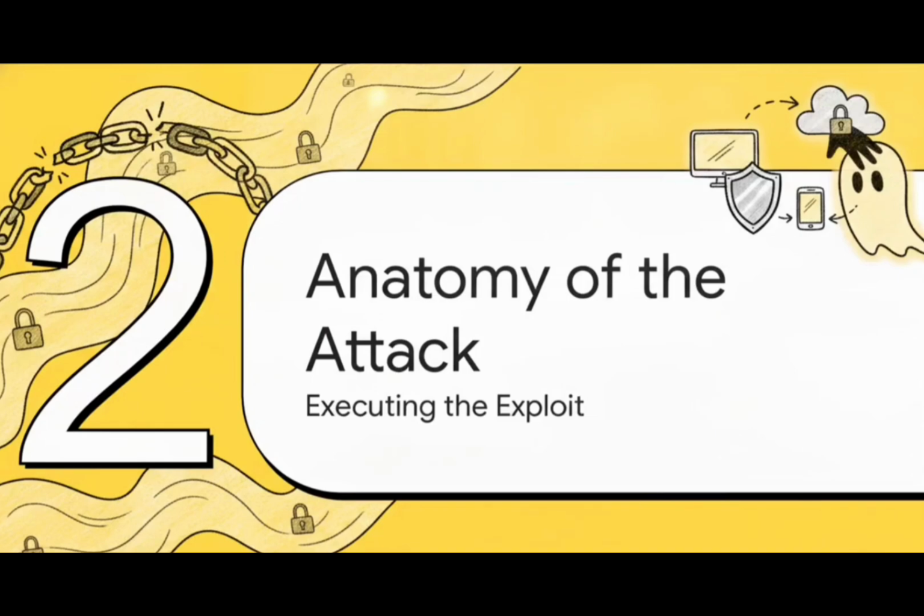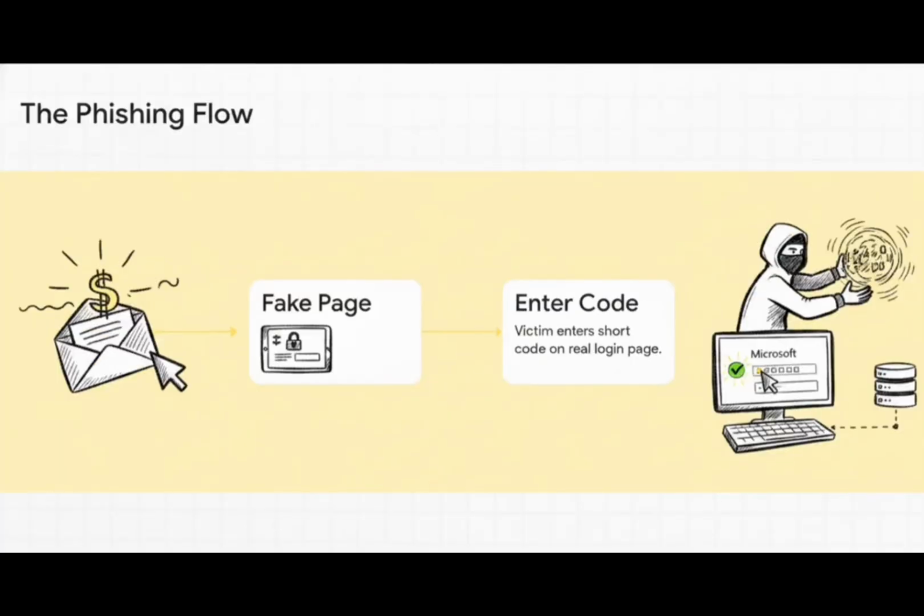All right, moving to Section 2, Anatomy of the attack, executing the exploit. Let's unpack the exact mechanics of how this near-invisible account takeover actually happens, step by step. Step 1, it all starts with a highly realistic, business-themed email lure. Maybe it looks like a routine approval request from a known vendor. Step 2, the victim clicks an image attached to the email and gets redirected to a fake landing page. This page mimics genuine Microsoft design perfectly, and it prompts the user to copy a shortcode.